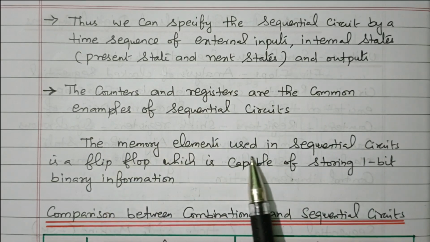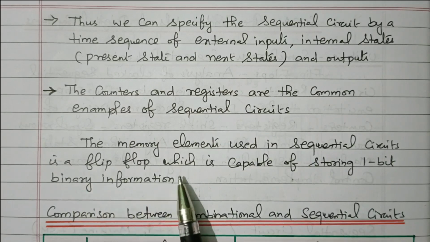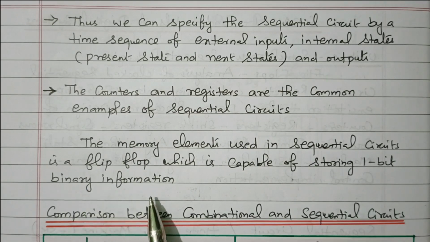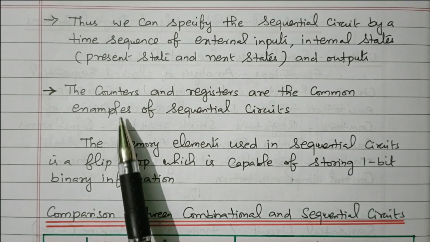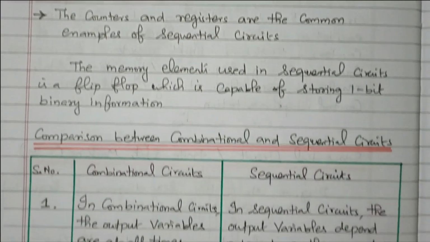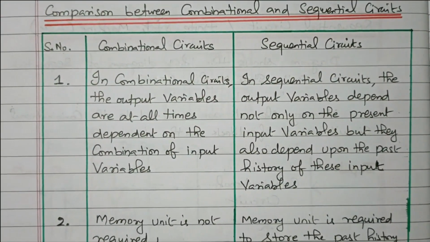The memory element used in the sequential circuit is a flip-flop. It is a flip-flop, which is capable of storing 1 bit of binary data. So it will be able to store 1 bit of binary data. The examples are counters and registers. Now we'll see the comparison between sequential circuit and combinational circuit.